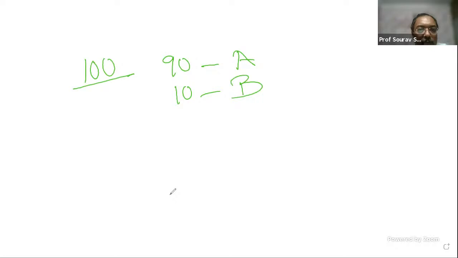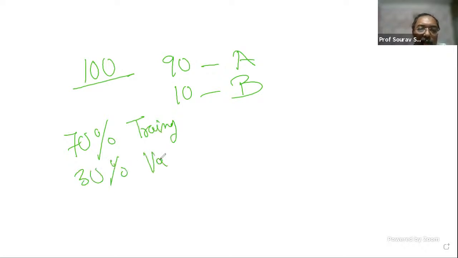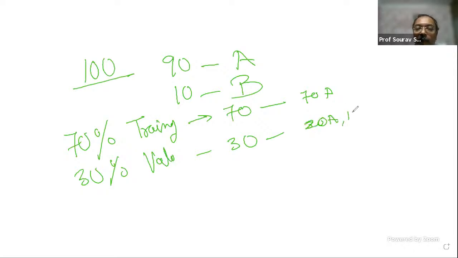Let's say I have 100 data points, and 90 are of class A, 10 are of class B. This is how my data looks like. And let's say that I am using 70% data for training and 30% for validation. So 70% means 70 data points will come for training and 30 data points will come for validation. Now it might also so happen that all 70 are A, and in this 30, 20 are A and 10 are B.